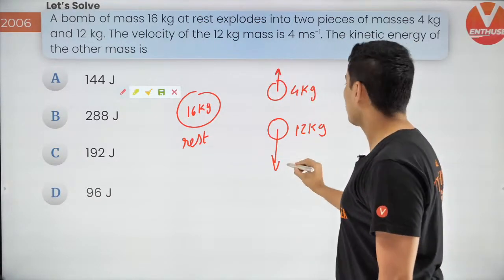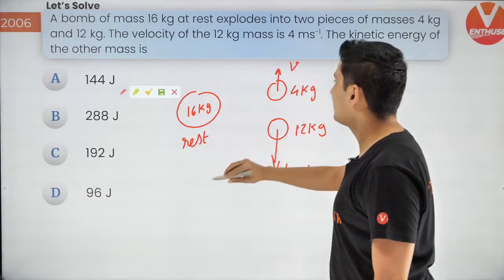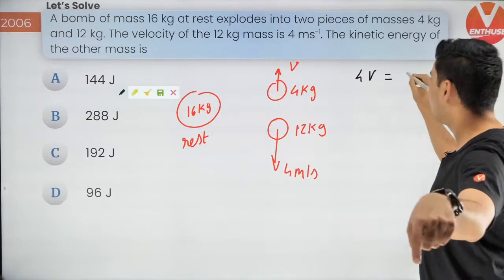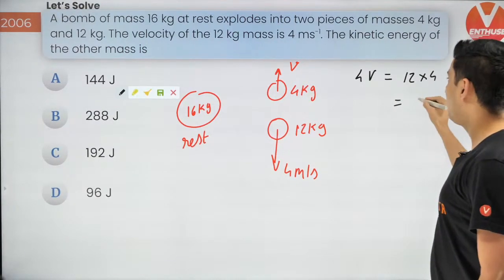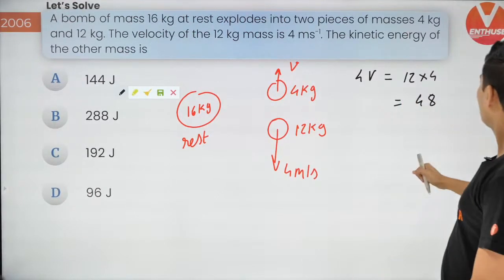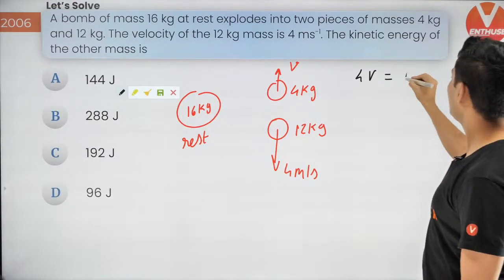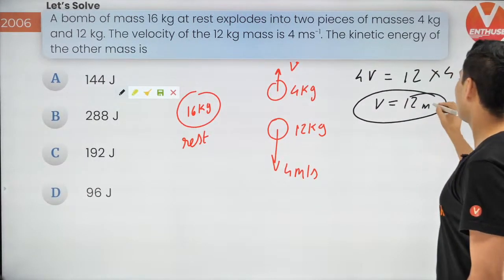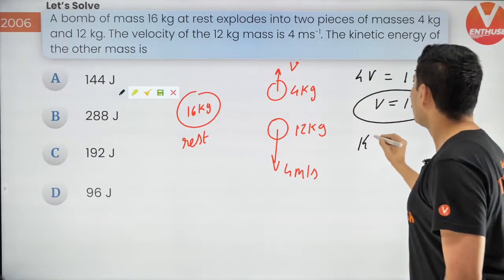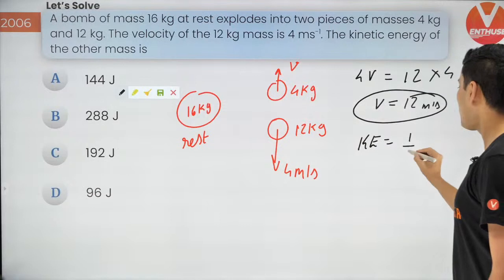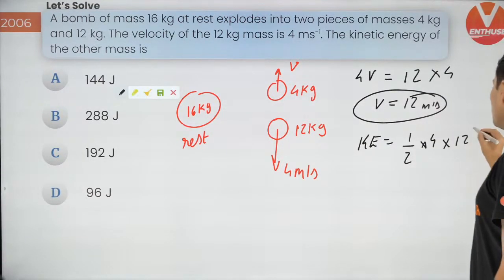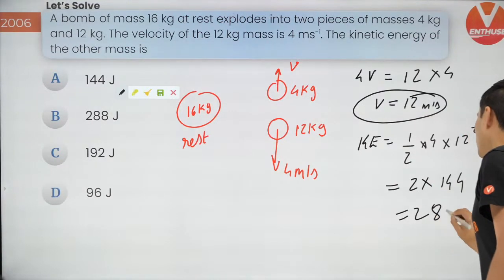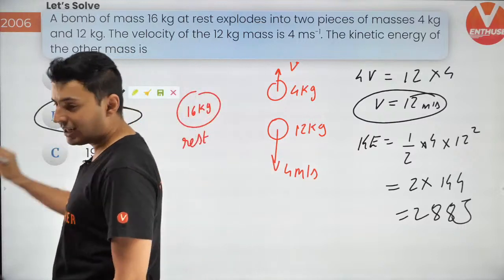The velocity of 12 kg is 4 meters per second. So what is the velocity of this guy? Isn't it obvious? Conserve momentum. That's it. Done. So 4 into V should be equal to 12 into 4. So 12 fours are 48. Wait, I don't even need to do this. 4 cancels. V is 12, guys. V is 12. What have they asked? The kinetic energy of the other mass. Half into M into 12 square. 4 divided by 2, 2, 12 square, 144, which is 288 joules, which is option B, and so many of you said that.